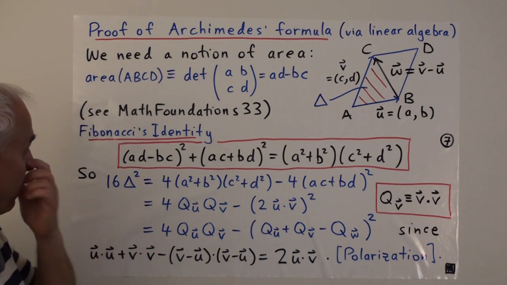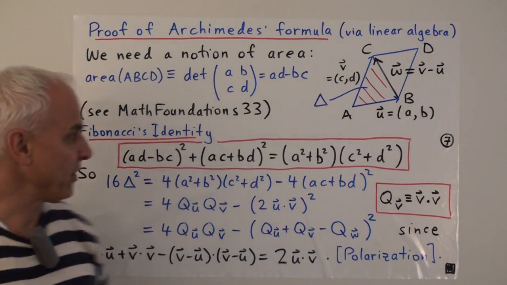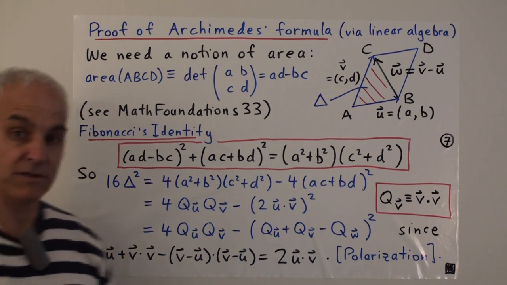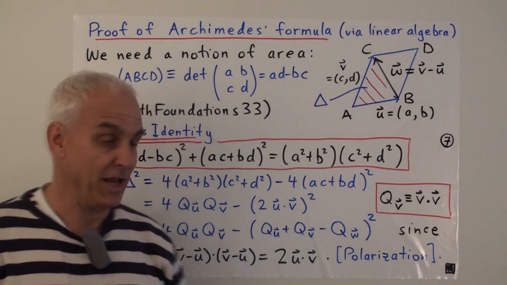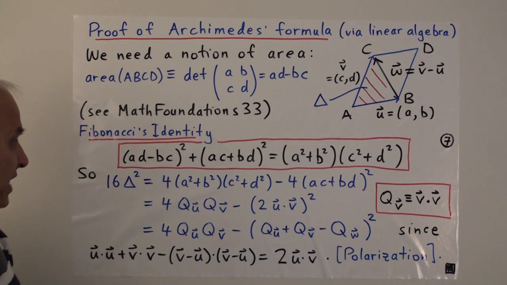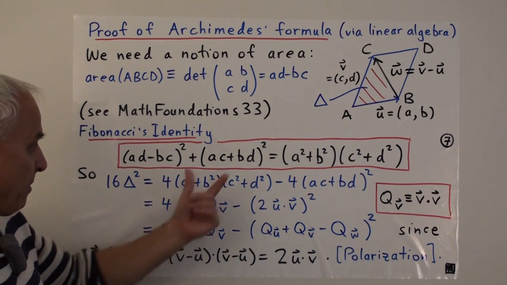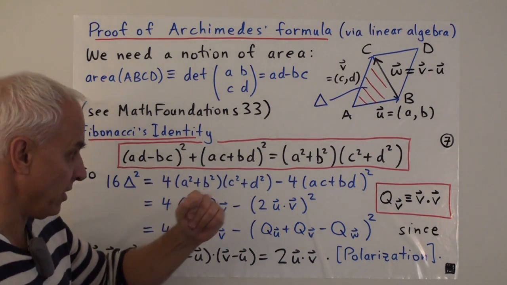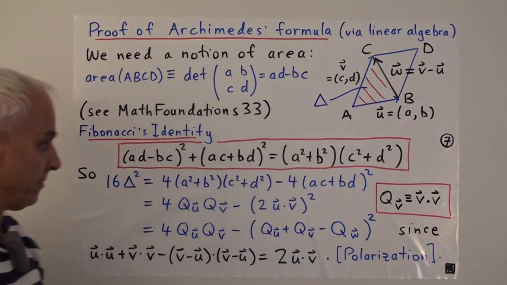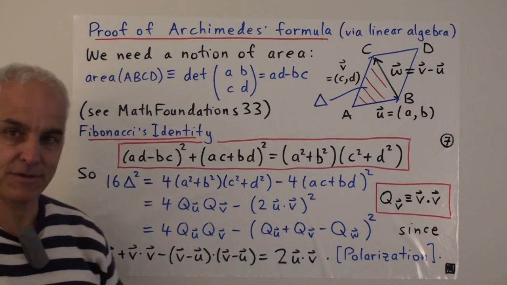Okay, so now we want to recall an important identity that goes back to Fibonacci. In fact, perhaps at some level it goes back to Diophantus, 300 AD. And this is just an identity between the numbers A, B, C, and D. It says that (AD minus BC) squared plus (AC plus BD) all squared equals (A squared plus B squared) times (C squared plus D squared). In other words, if you expand both sides, you'll see that they're the same.